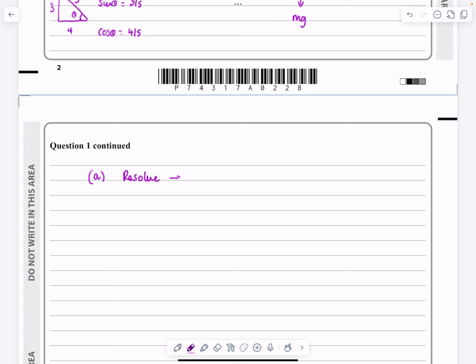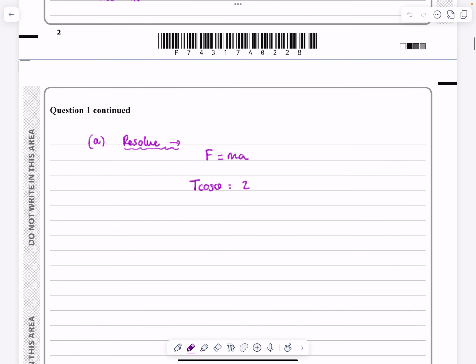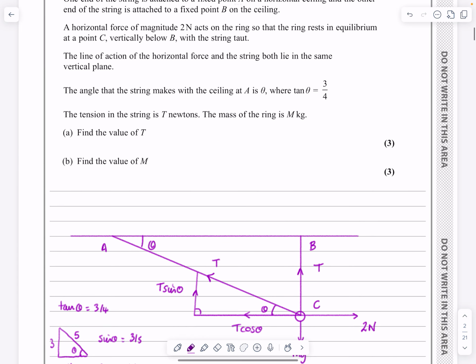A, resolve horizontally. I always say F equals ma, but we know that the forces are in equilibrium, so they're going to balance out. I'm just going to get that T cos theta equals 2, and remember we know what cos theta is. So 4/5 T is equal to 2. So that means I can work out T straight away. Okay, so T works out to be 10 over 4. T is 2.5 newtons, and that was actually what I needed for that first part, so that's great.